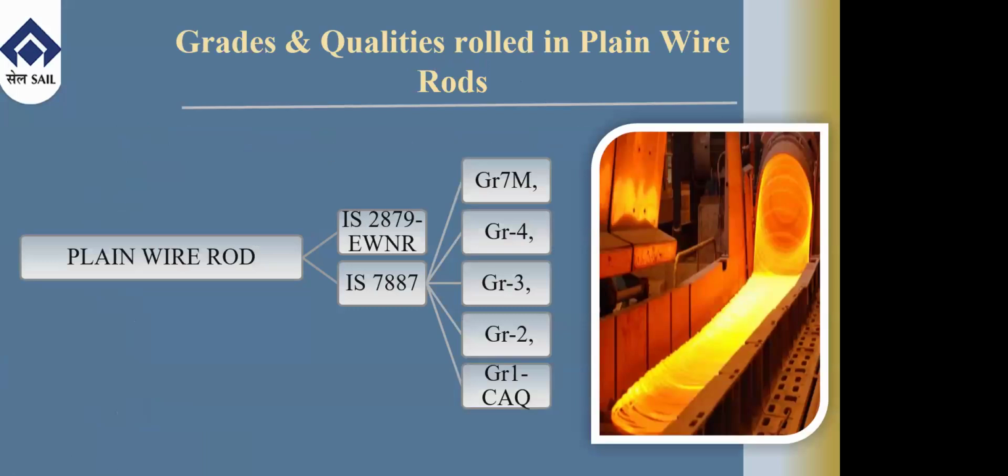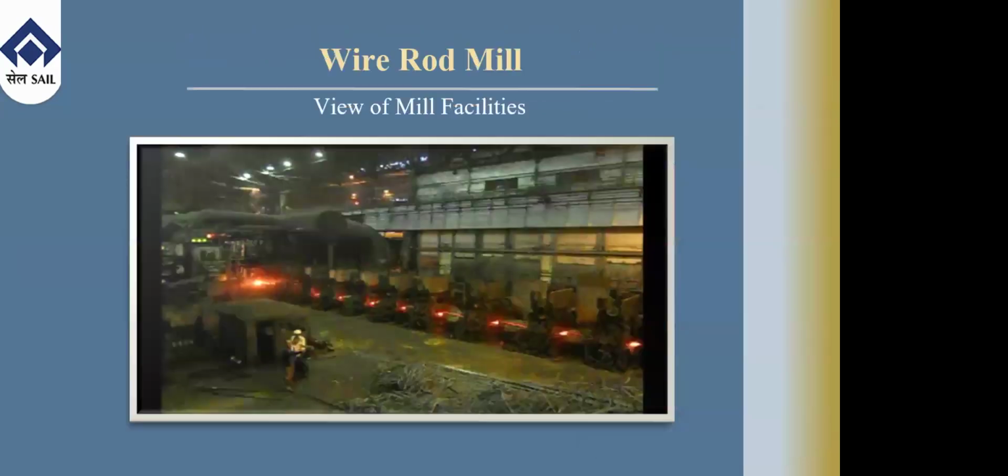The plain rod coils, as sir explained, we are producing two kinds of grades. That is IS 7887. In that we are producing different kinds of grades. That is grade 1 CAQ. CAQ is for cable armor quality. Then grade 2, grade 3, grade 4, and grade 7M. As well as that, we are also producing IS 2879 EWNR, which is electrode wire non-rimmed.